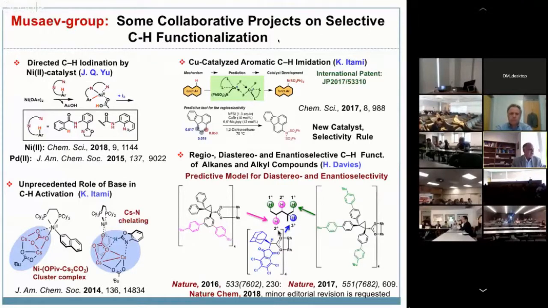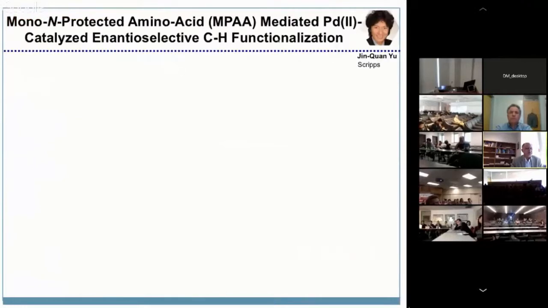library and predictive model for regio-, diastereo-, and enantioselective CH bond functionalization of alkanes and alkyl compounds. Unfortunately, today, because of time limitation, I will not be able to discuss these projects in more detail. Instead, I will demonstrate the impact of computation, a multidisciplinary effort, on the mono-N-protected amino acid ligand-mediated palladium-2 catalyzed enantioselective CH functionalization, which is a collaboration with Professor Jin-Quan Yu's group.